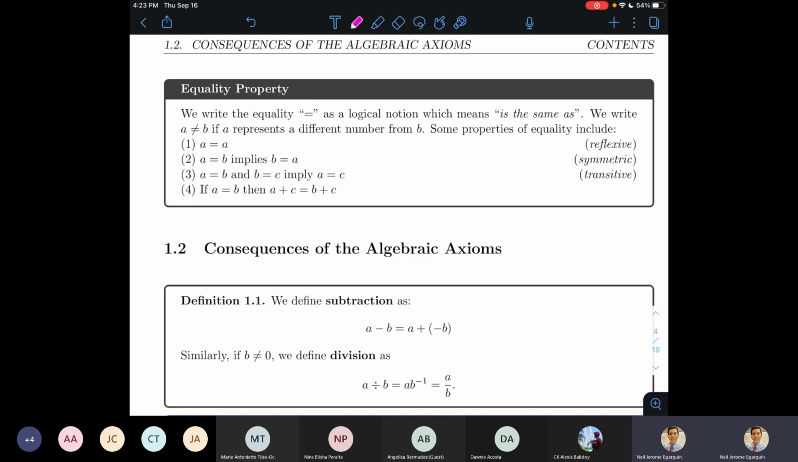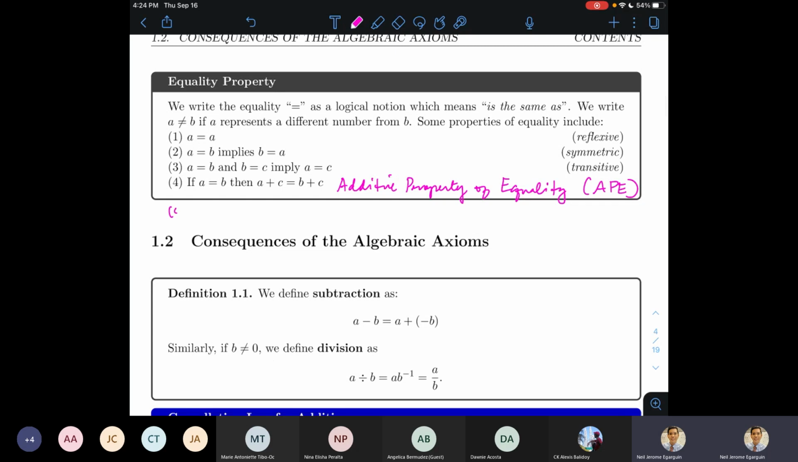So probably we can call it the additive property of equality. So we can call it APE for short. So you can use this on any theorems as well. Actually, there's another property that we can add to this list. I don't know why it was left out. Pero siguro dagdag na rin natin.